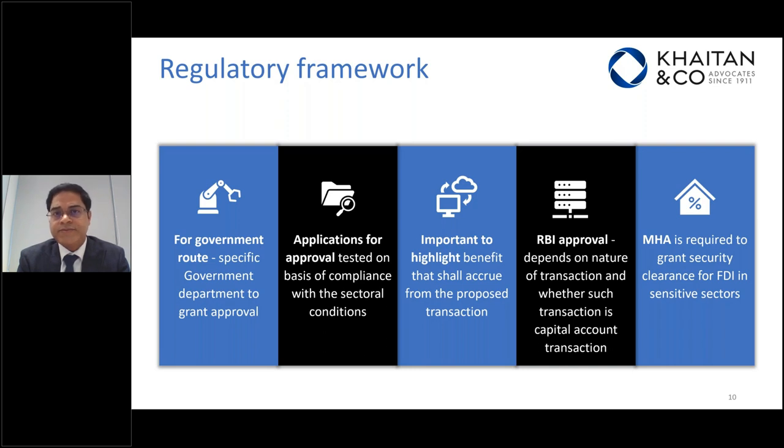Lastly, which is very important, when you are making an application with respect to a sensitive sector, or investments which are coming from neighboring countries which share a land border with India, then in those cases there is an element of security clearance from the Ministry of Home Affairs. That security clearance aspect should be taken into consideration, because it becomes critical: unless this security clearance comes, no approval will be given by the nodal ministry or the Reserve Bank of India.